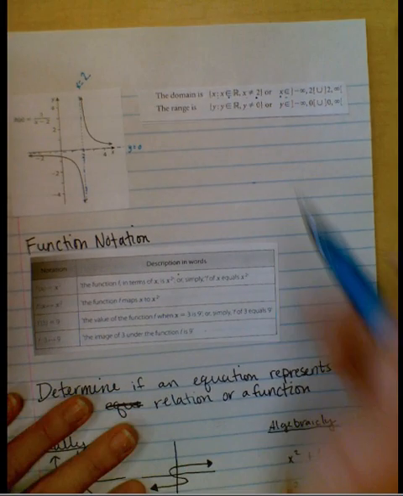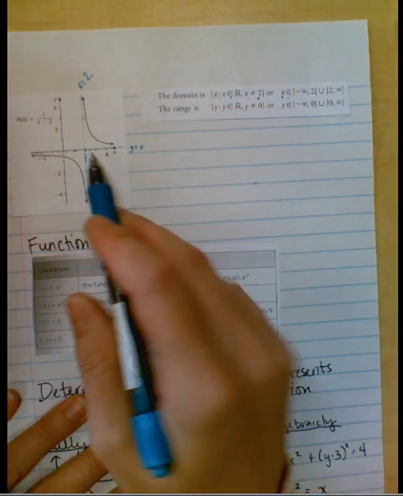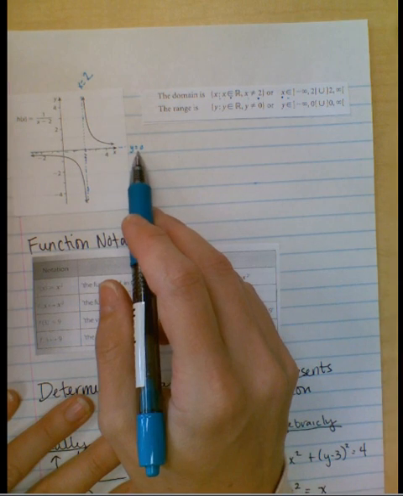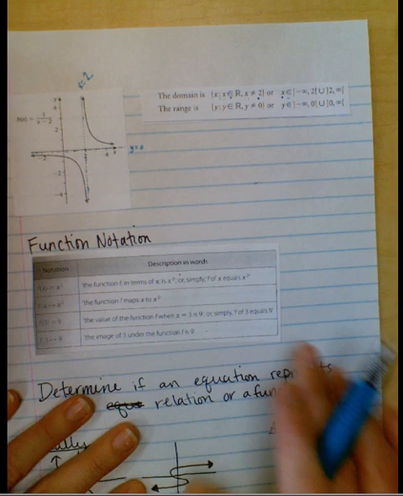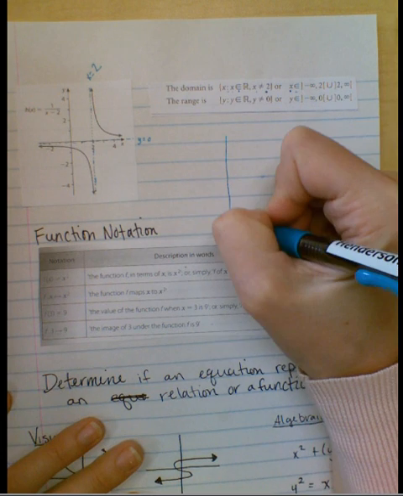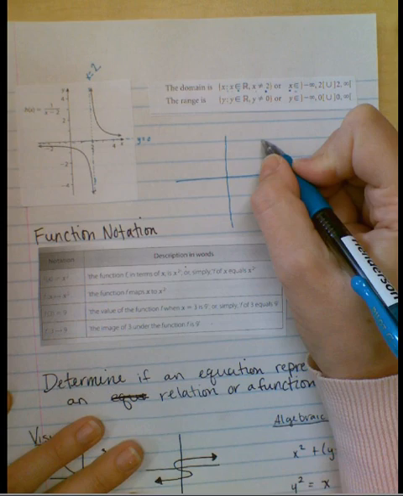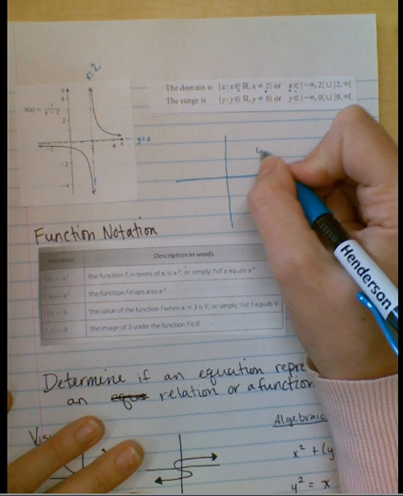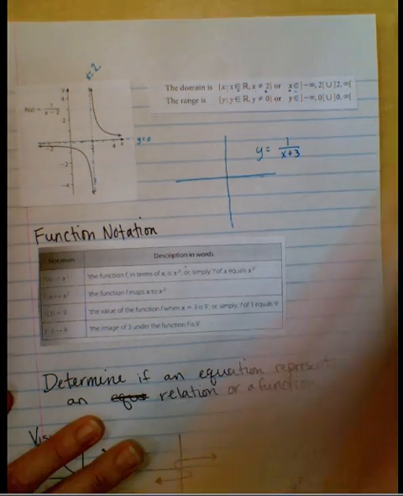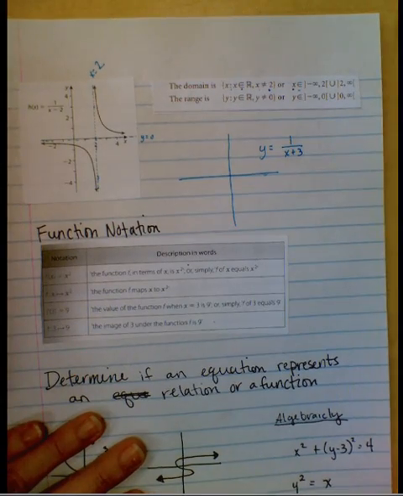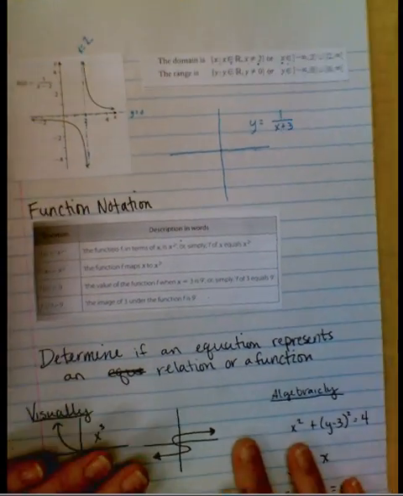Y's done the same thing here, only they're indicating that y cannot be 0. If you want to practice, you can check like y equals 1 over x plus 3 or something like that. You can practice graphing and then practice writing the domain and range.